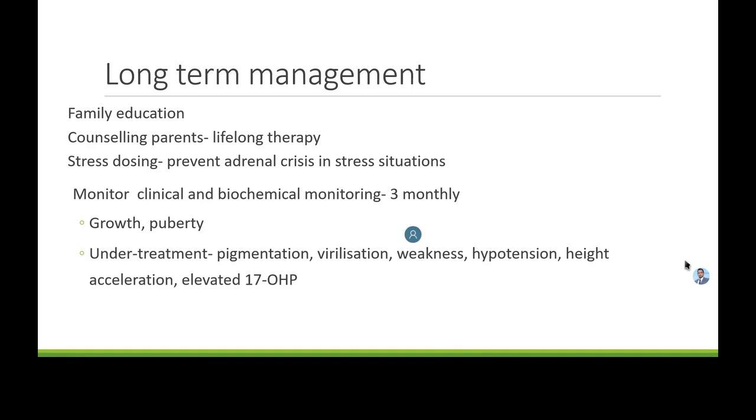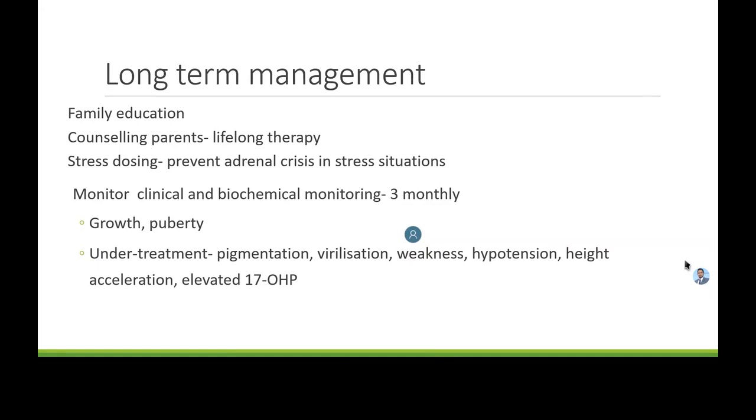Because the child grows, we will have to titrate the hydrocortisone and fludrocortisone doses. It's very difficult because the cortisol assay is not a good assay to titrate, so we rely on clinical features. Now, if you are undertreating the child, there is not enough cortisol, so the ACTH goes up, and the child will become hyperpigmented because the MSH will also be high. So the child may develop pigmentation.